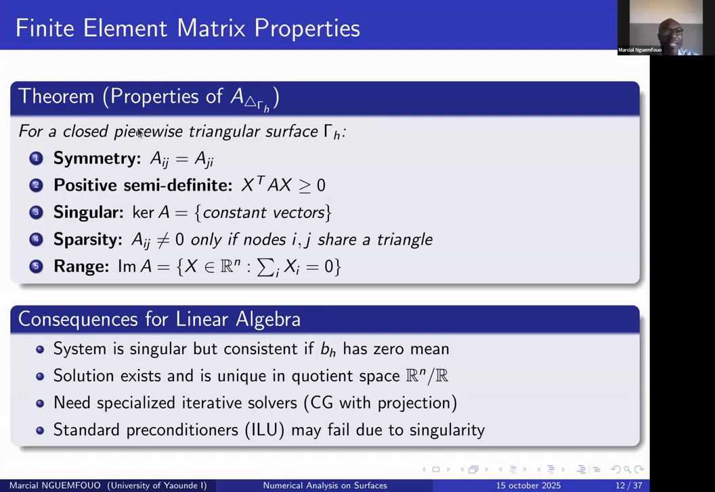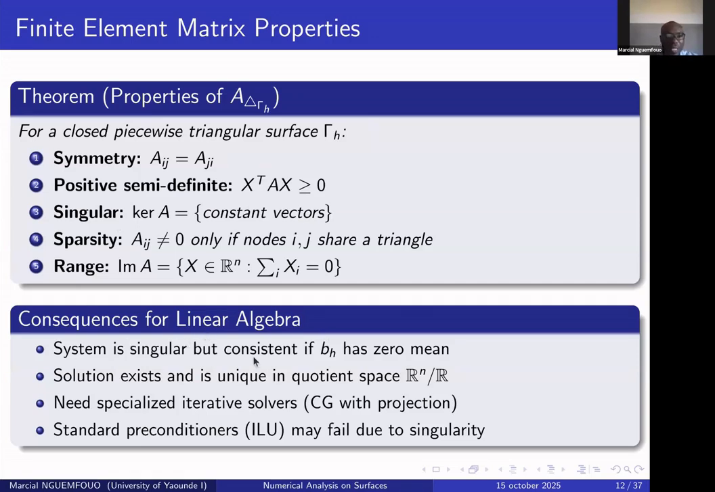Our matrix has some nice properties like symmetry. The matrix is symmetric, positive semi-definite. The matrix is not definite. Why? Because the kernel has constant vectors, and our matrix is sparse. The kernel having constant vectors means that the matrix is not invertible.